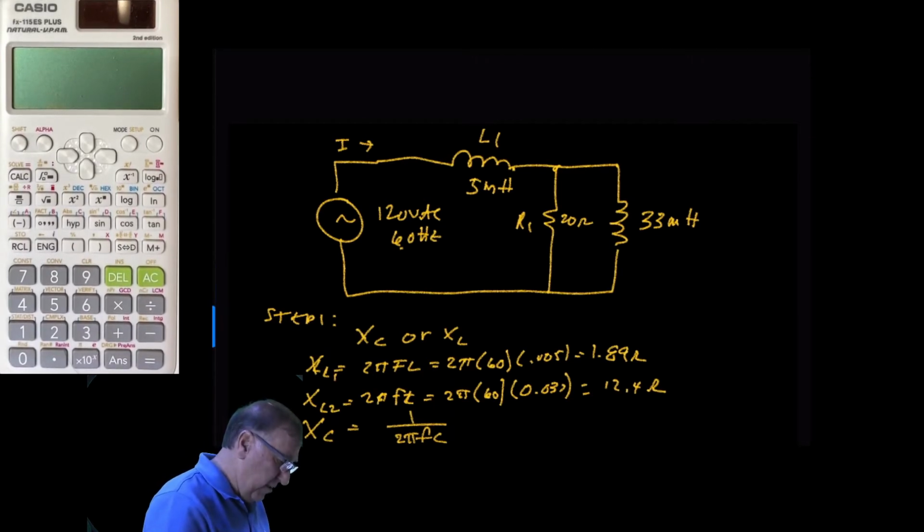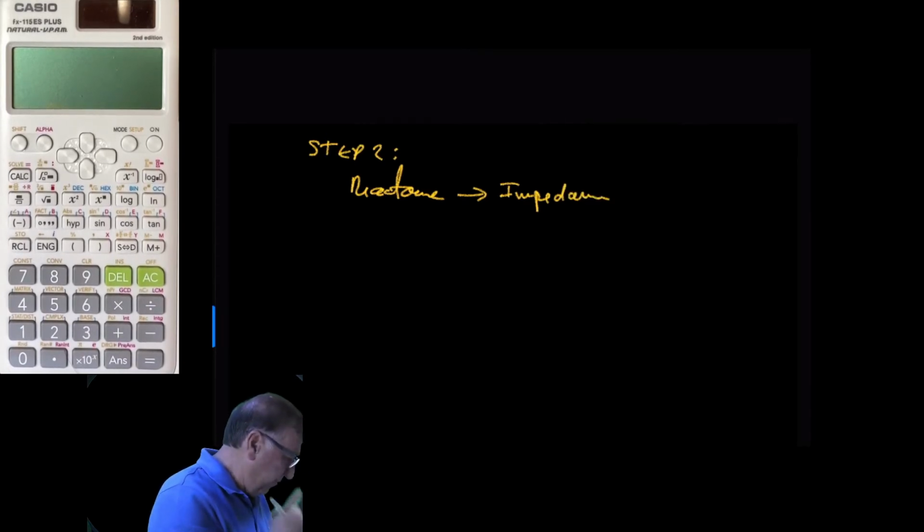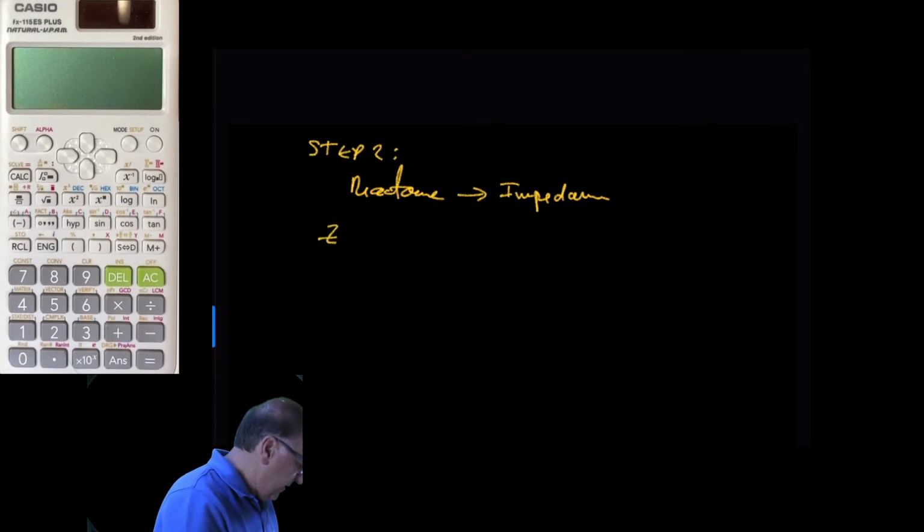We've seen this before too, so put that equation on your note card. Okay, next thing we do, we'll call it step 2. We're going to convert the reactances to impedances. So we have a reactance, and we're going to make that an impedance. So the impedance of L1 is equal to, simply putting a J in front of it, J1.89 ohms.